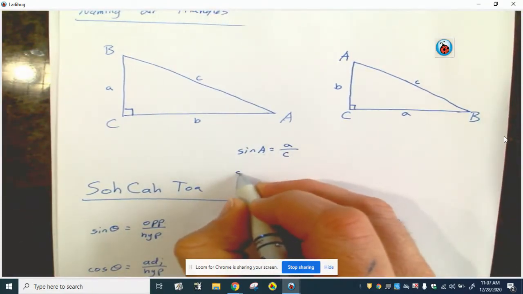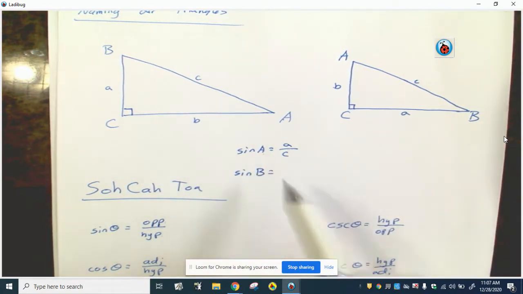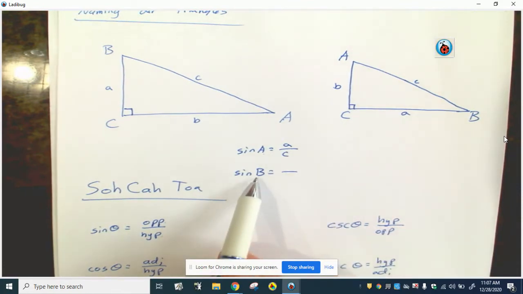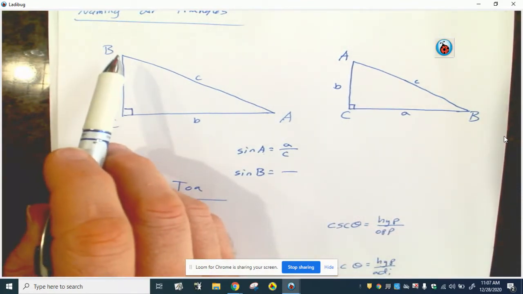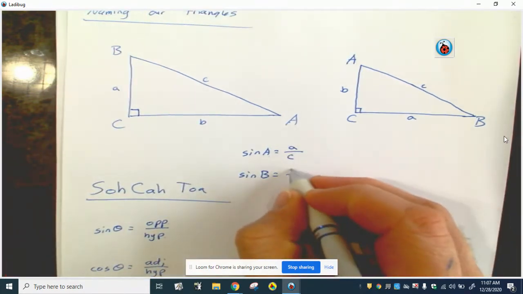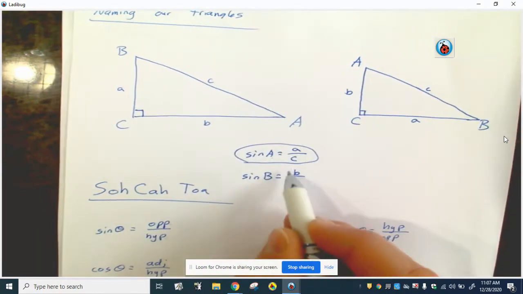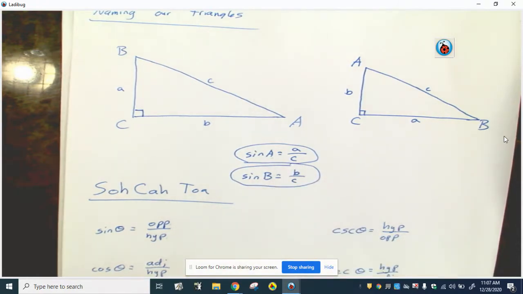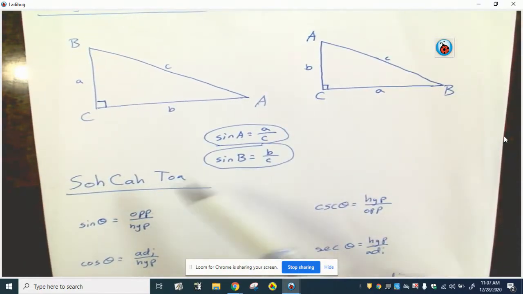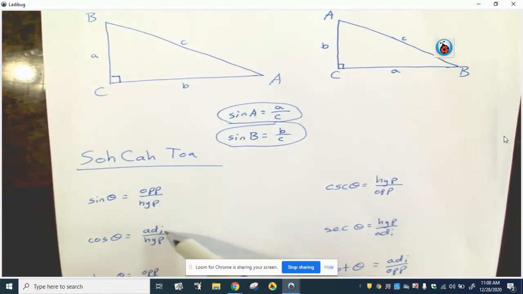If I say I want to write a proportion with sine of angle B, well, that changes my fraction, because now we're talking about angle B. Angle B is up here, so opposite of this angle is going to be side b, but the hypotenuse is c, okay? So either one of these proportions can work, but that's basically what that means. Remember, we call it opposite because it really depends on what angle we're talking about, okay? And adjacent means next to.